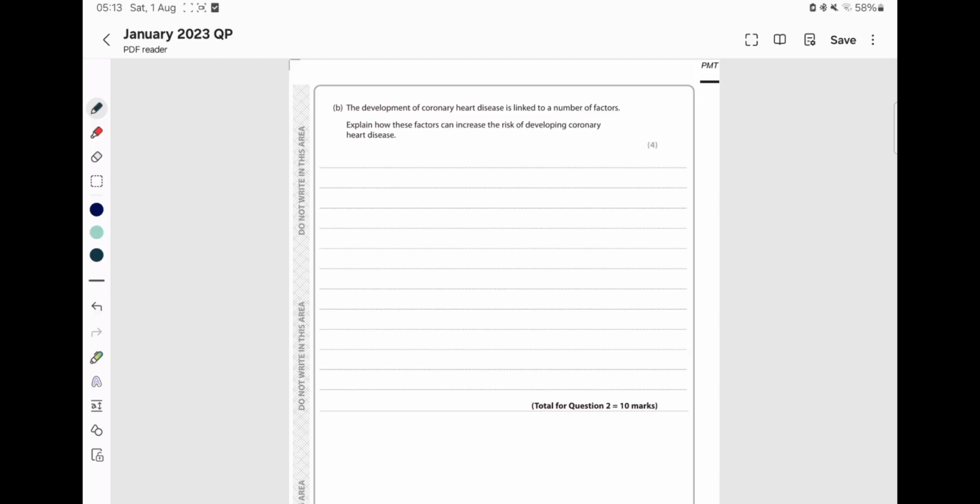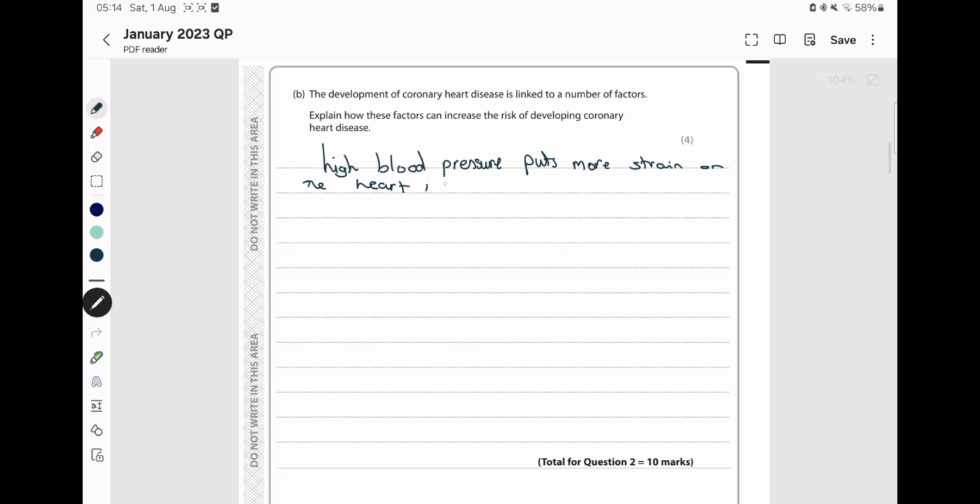Yeah, okay, so we need 4 points. We're going to go ahead and write those. So: high blood pressure puts strain on the heart. High fat diet blocks the arteries.